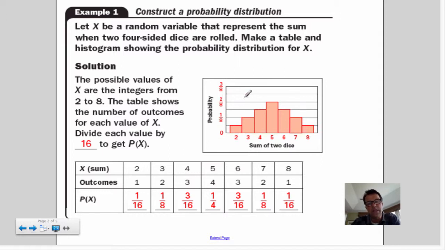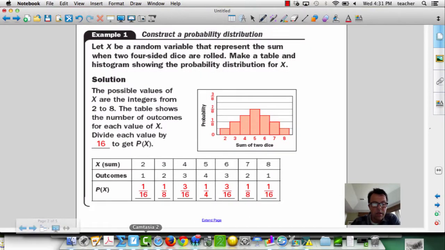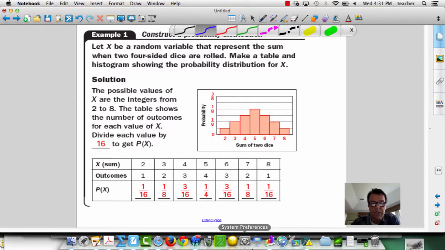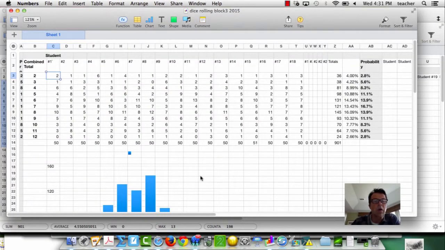And so you see this nice histogram. This is a distribution. So how frequently do you get 5s? It looks like your probability here is 2 out of 8, or 1/4. So they have a nice table. I thought I'd go back to our data, which is here in Numbers. And there was our data, or your data.